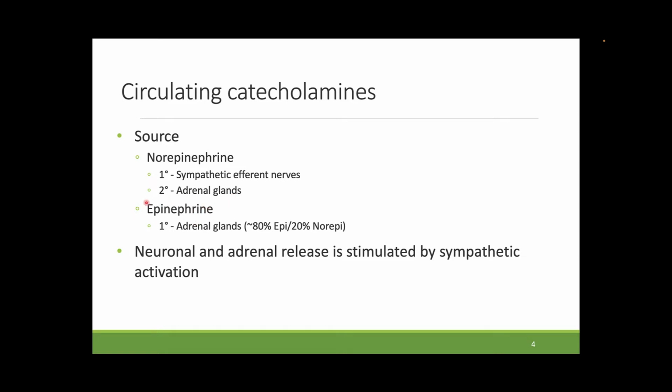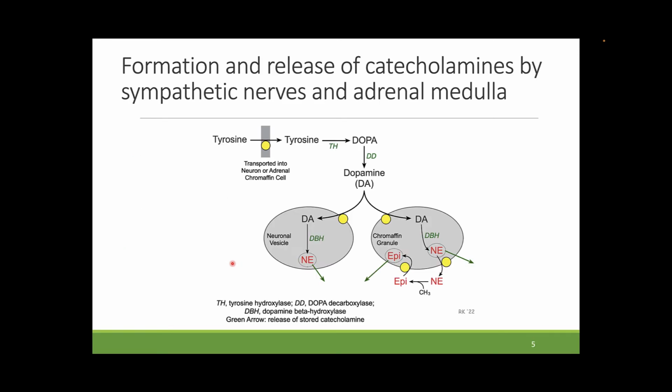The second catecholamine is epinephrine, and that is primarily formed and released by the adrenal glands, the adrenal medulla. In this case, we find that the adrenal glands release catecholamines in the ratio of about 80% epi and about 20% norepinephrine. In both cases, whether it's neuronal release or from the adrenal glands, it is stimulated by sympathetic activation. Now let's look at the formation and release of these two different catecholamines by sympathetic nerves and the adrenal medulla.